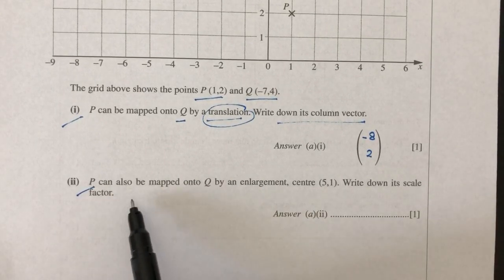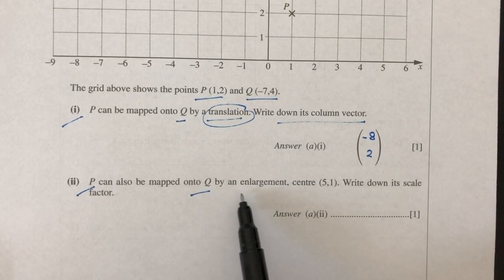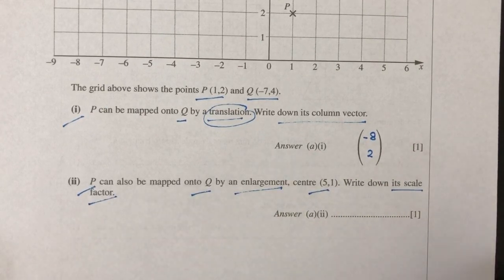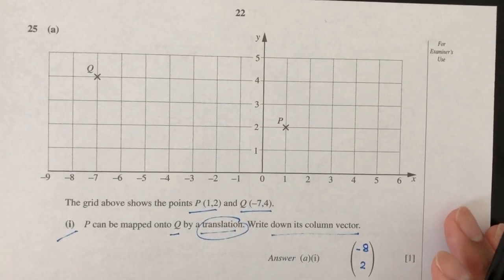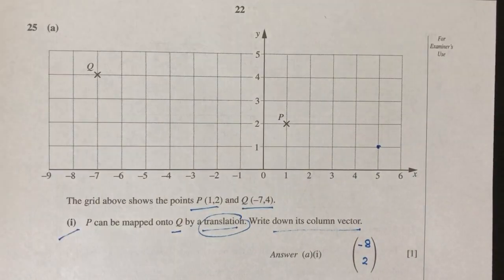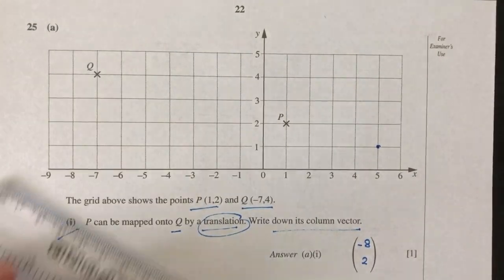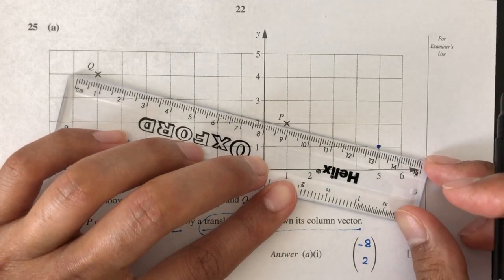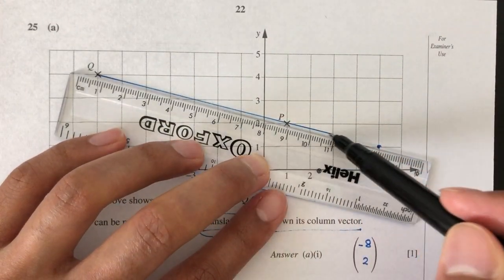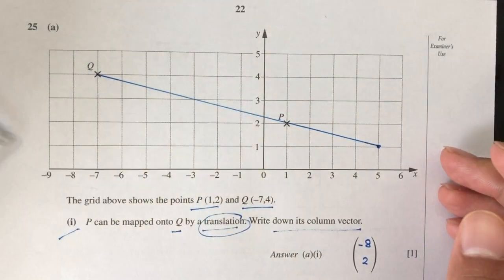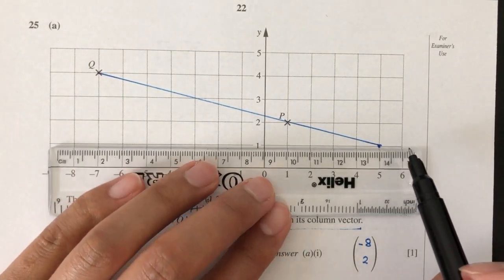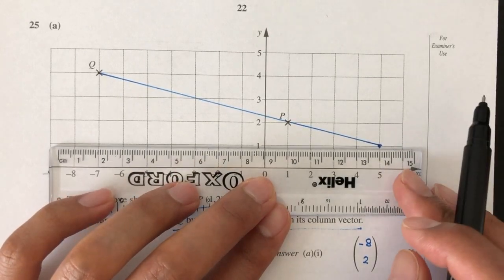Now for part 2, P can also be mapped onto Q by an enlargement, center 5, 1. Write down its scale factor. So where's 5, 1? 5, 1 will be here. So let's find the scale factor. Let's measure. We can draw a triangle here if you want to, and find the scale factor.